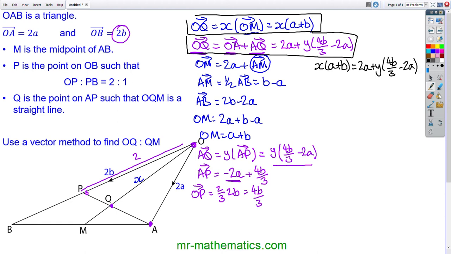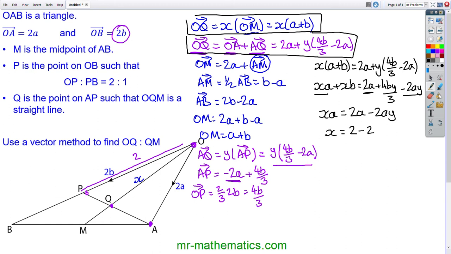We'll expand out the brackets with x and y. So ax plus xb will equal 2a plus 4by over 3 minus 2ay. So now I'm going to look at the a terms. We have xa will be equal to 2a, which is this term here, minus 2ay. We can factorize out the a's, so x will equal 2 lots of 2 minus y. Now I can equate the b terms, so xb is equal to 4by over 3. We'll factorize out the b's, so x is equal to 4y over 3.